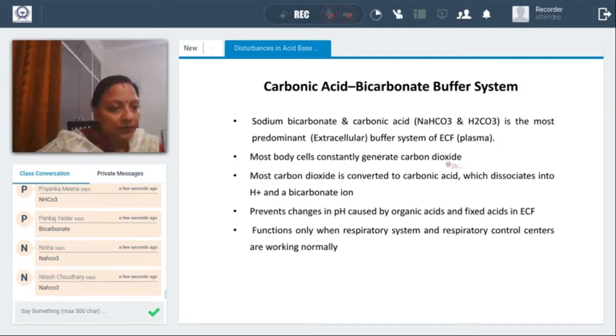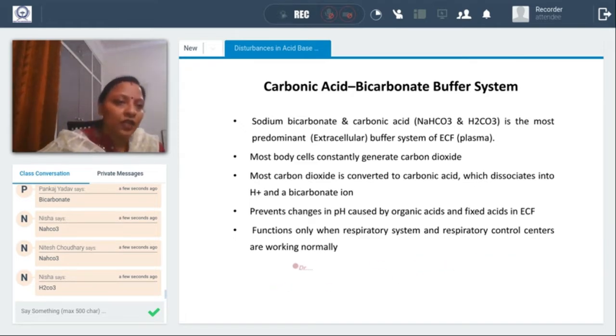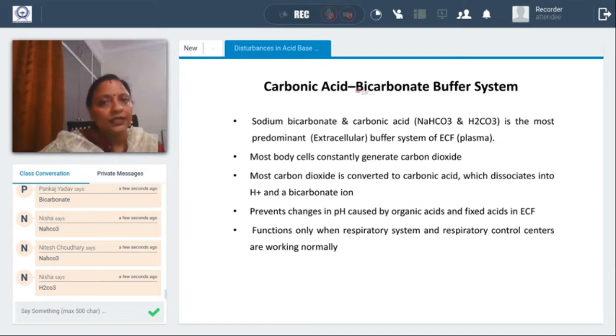Most body cells constantly generate carbon dioxide, CO2. Most carbon dioxide is converted to carbonic acid, H2CO3, which dissociates into H plus and bicarbonate ions, HCO3 minus, or its salt, sodium bicarbonate, NaHCO3. So it prevents change in pH caused by organic or fixed acids in the ECF, and functions only when the respiratory system and respiratory control centers are working normally. Is it clear about the carbonic acid bicarbonate buffer system?